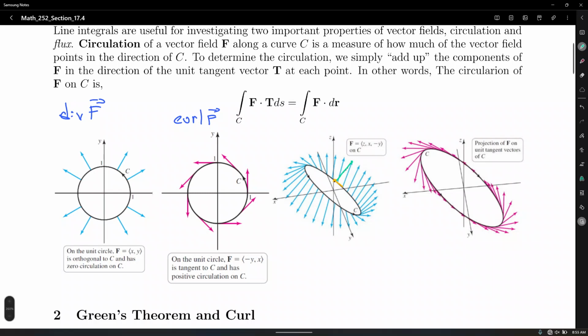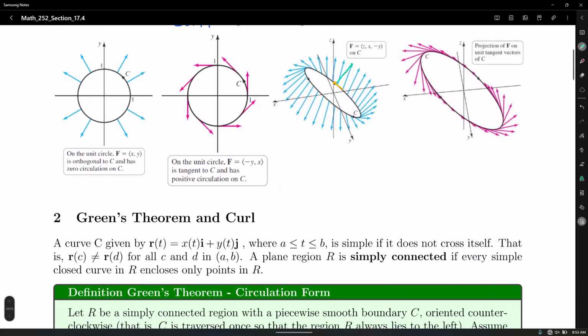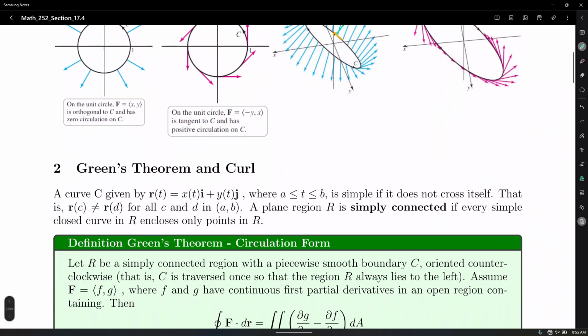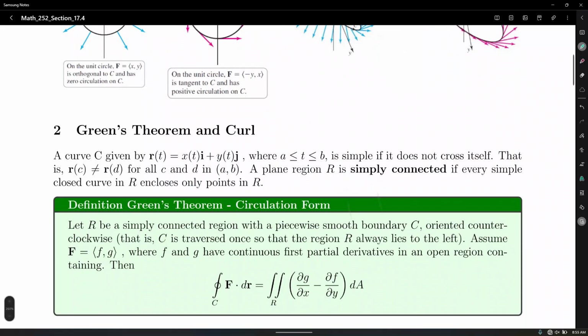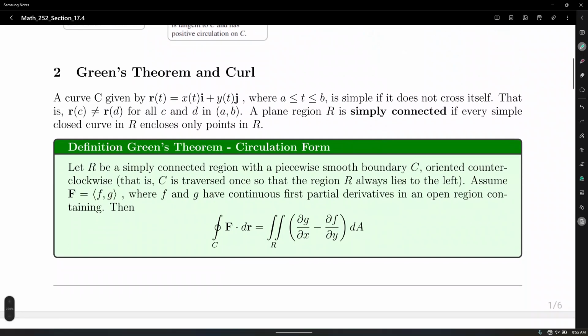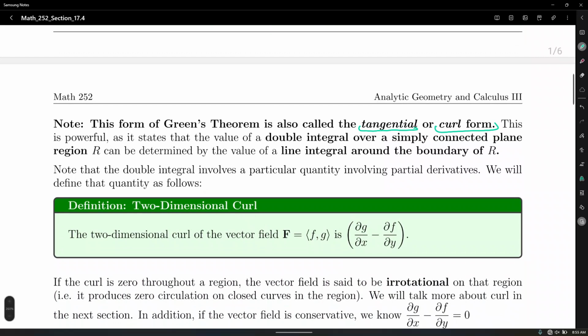The first version we're going to discuss. What time is it? Yeah, we have plenty of time. The first version we want to discuss is the curl version, which is also known as the tangential version because it's related to the curl. Look at this. It's the z component of the curl, and that's why it's also called the tangential or curl form. All right? We will discuss the other version later, the one where we use the divergence.